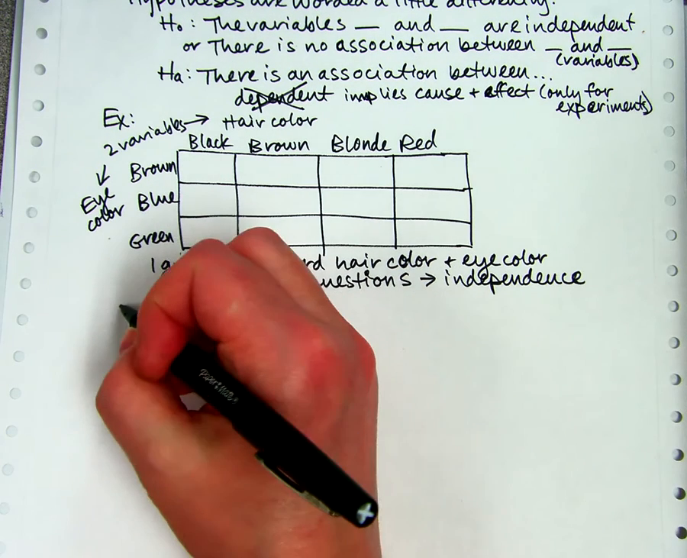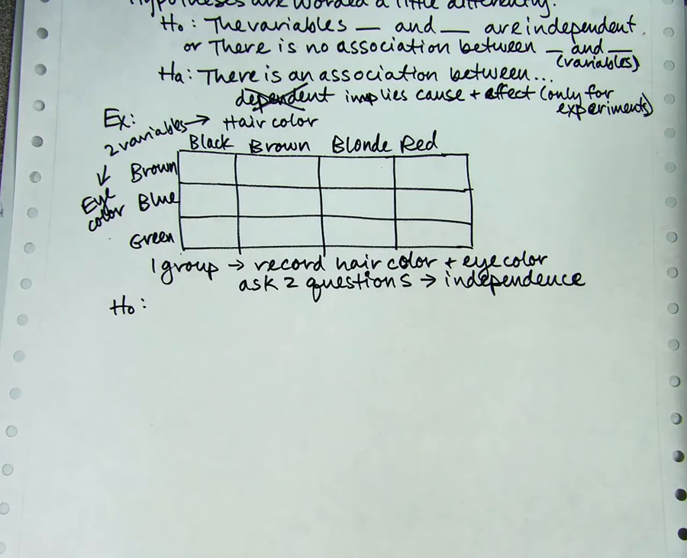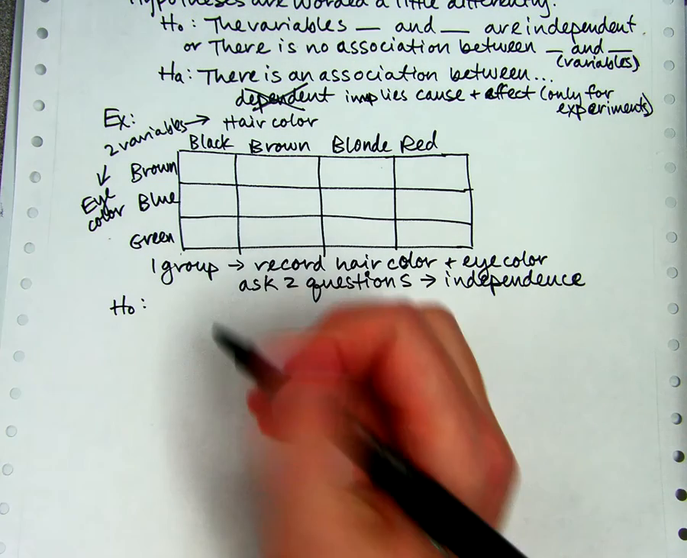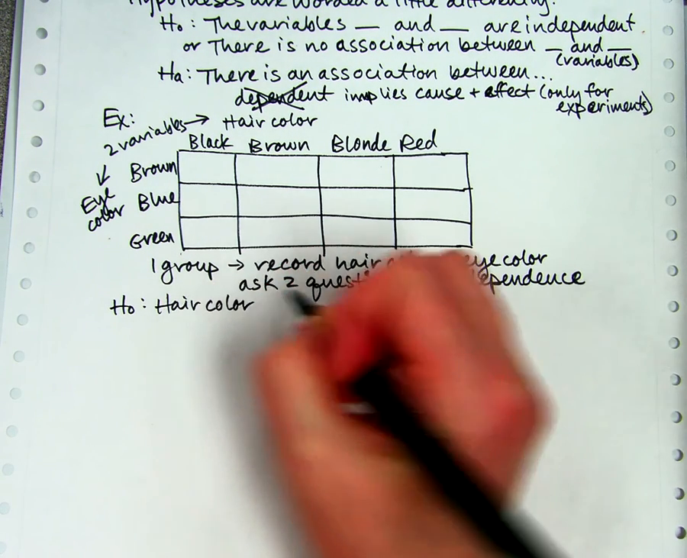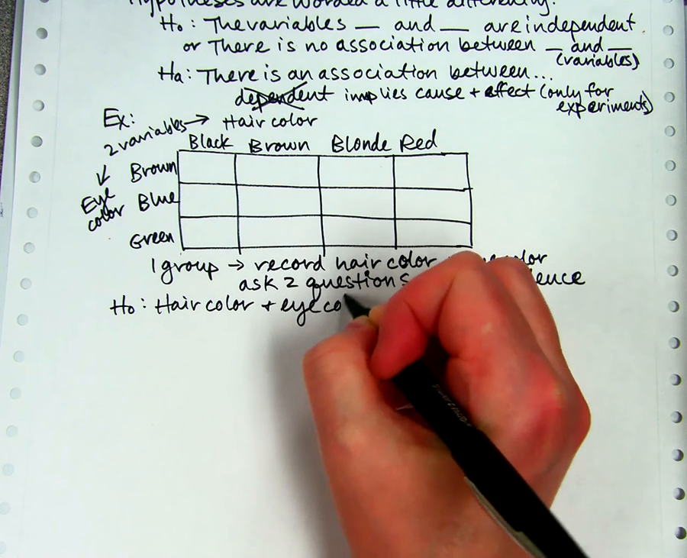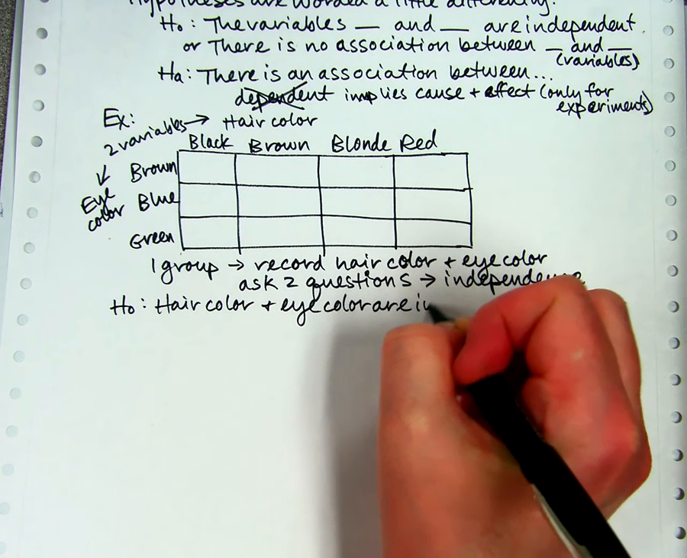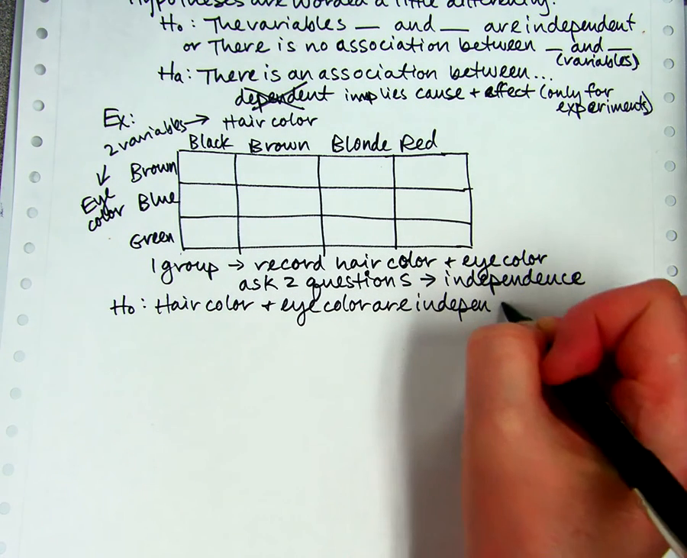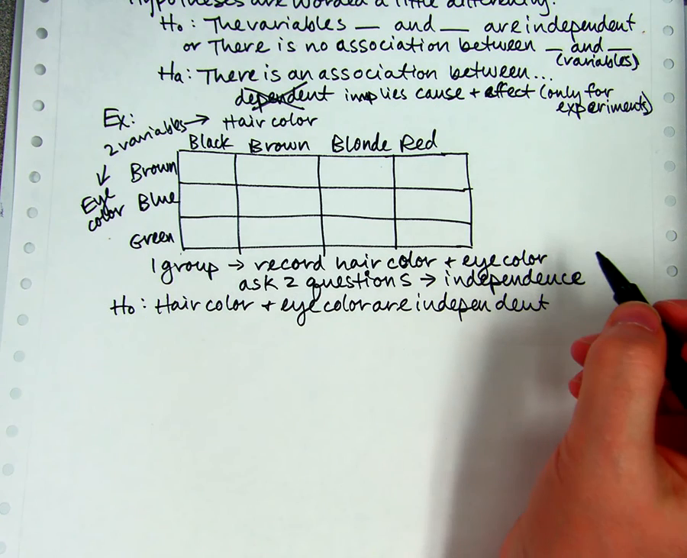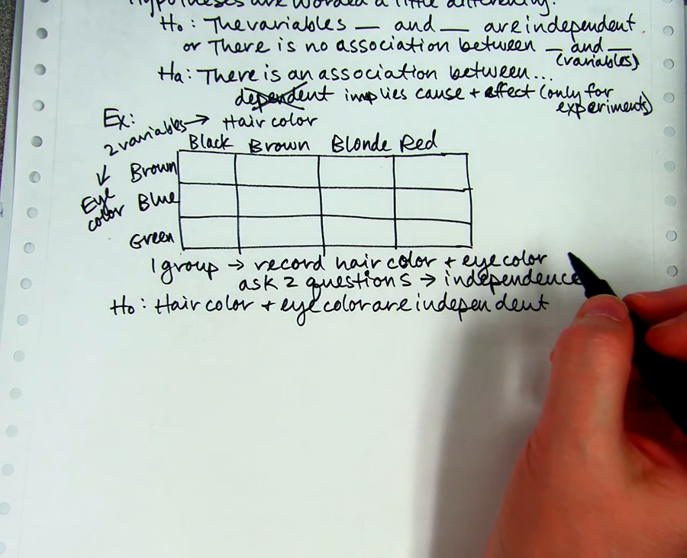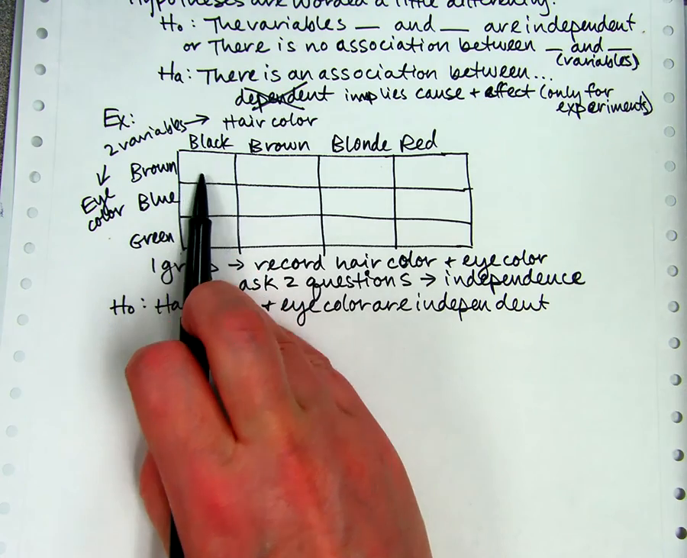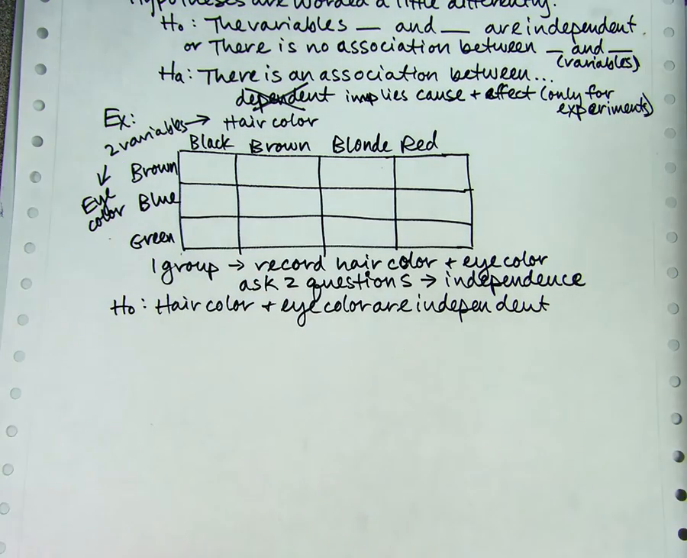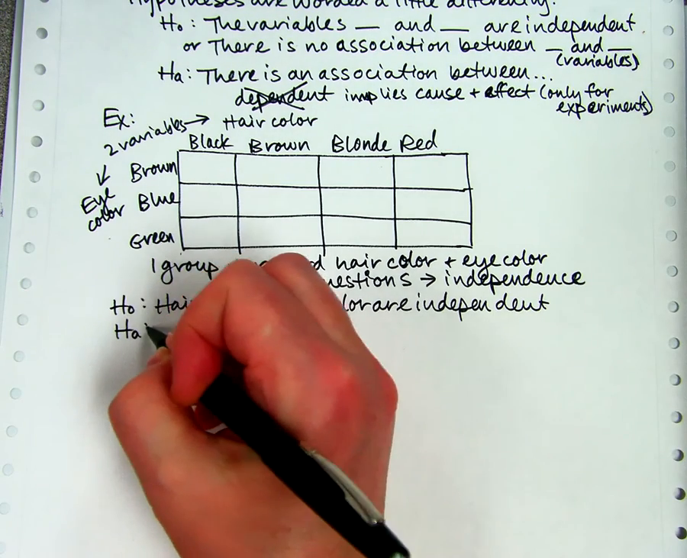So there we go. Our null hypothesis is that hair color and eye color have no relationship. That means they're independent. Or you could write there is no association. What that means is that if someone has black hair, they're equally likely to have brown or blue or green eyes. Probably not true. And so we're probably going to reject.